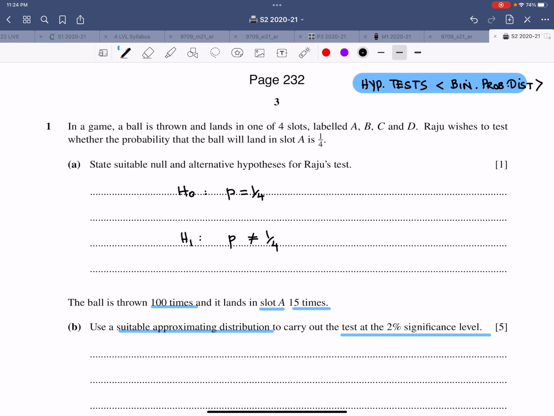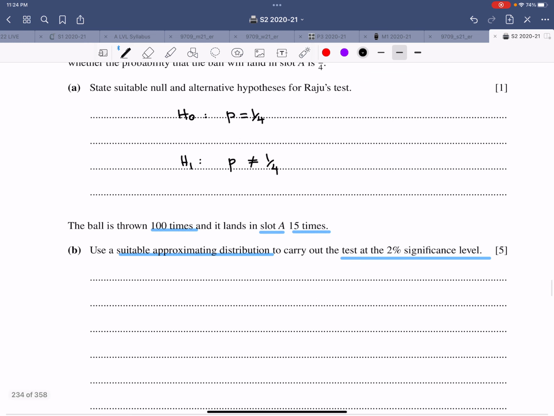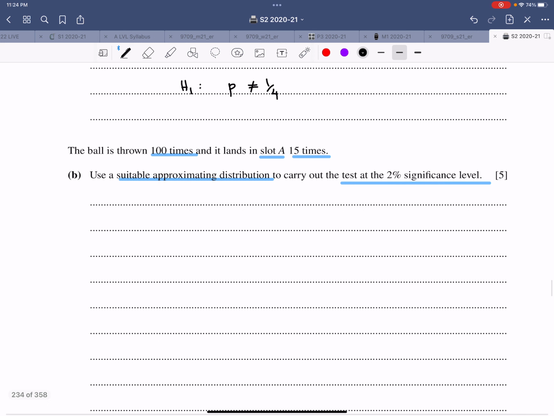The ball is thrown 100 times. So now you would write the distribution. X follows a binomial distribution 100, 0.25. So n is 100. Probability of success is 0.25. Probability of failure is 0.75.